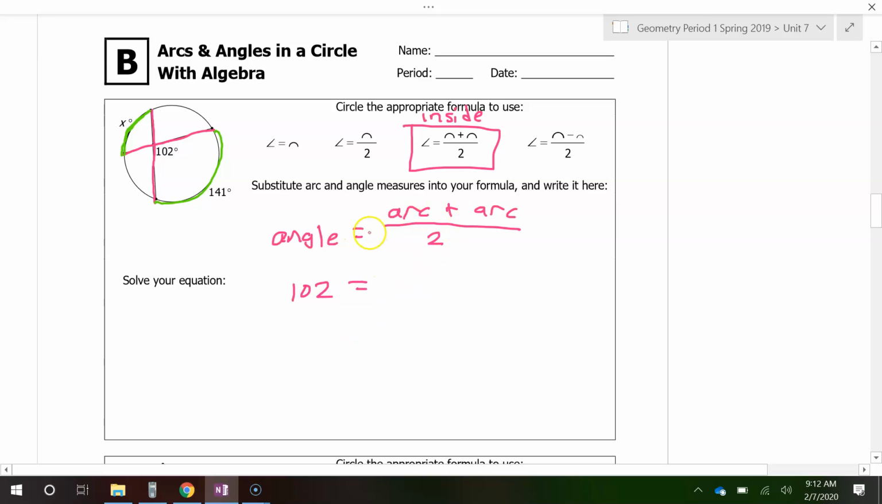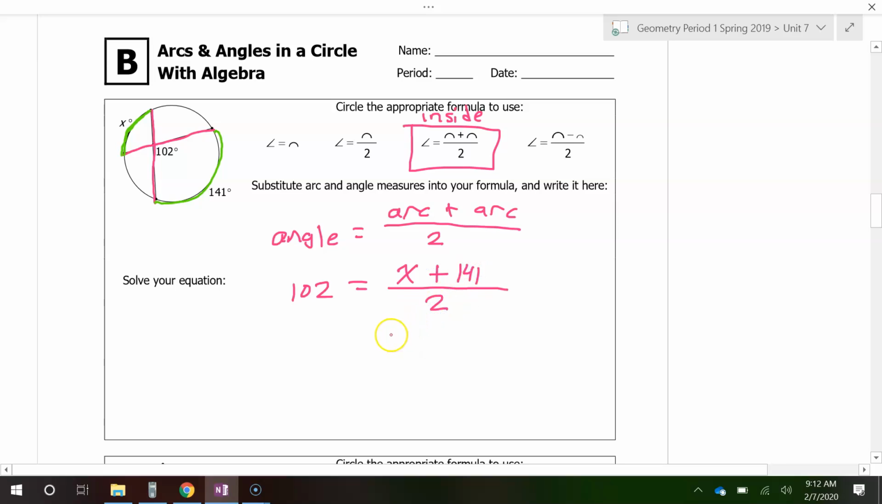A lot of times when students are telling me these formulas, they'll just say arc plus arc over 2. But I want you to say angle equals arc plus arc divided by 2 because sometimes you're filling in for the angle and you're finding one of the arcs. And that's what's happening now. So what am I going to put up in the top? What's the arc plus arc part? 141 plus x. Correct.